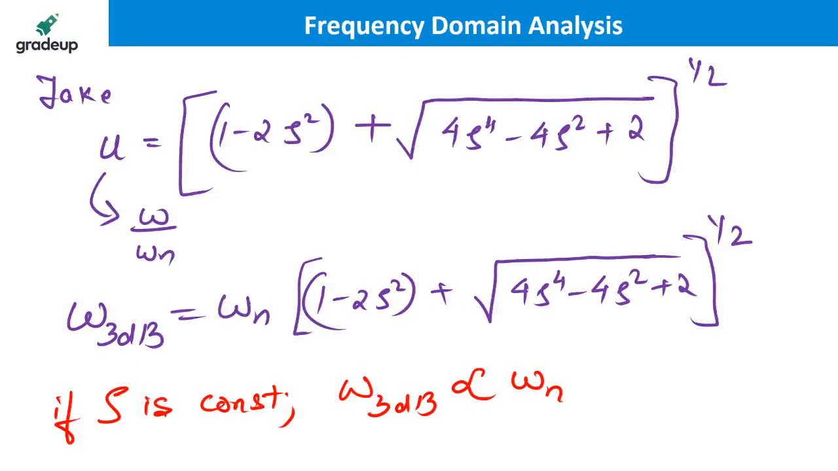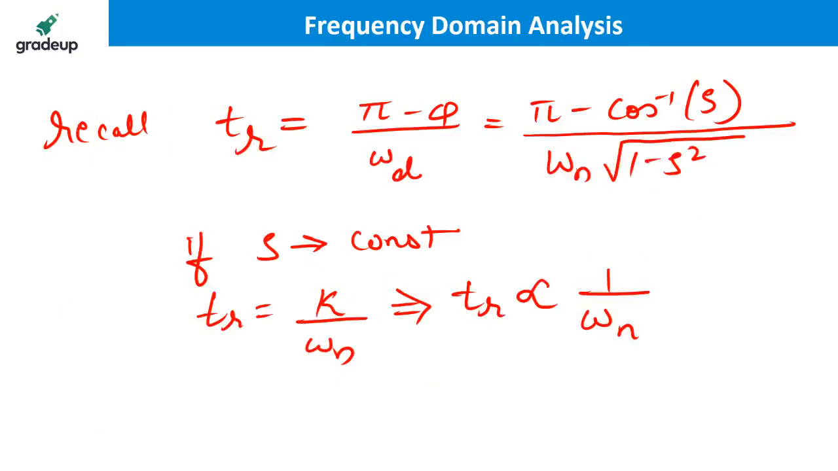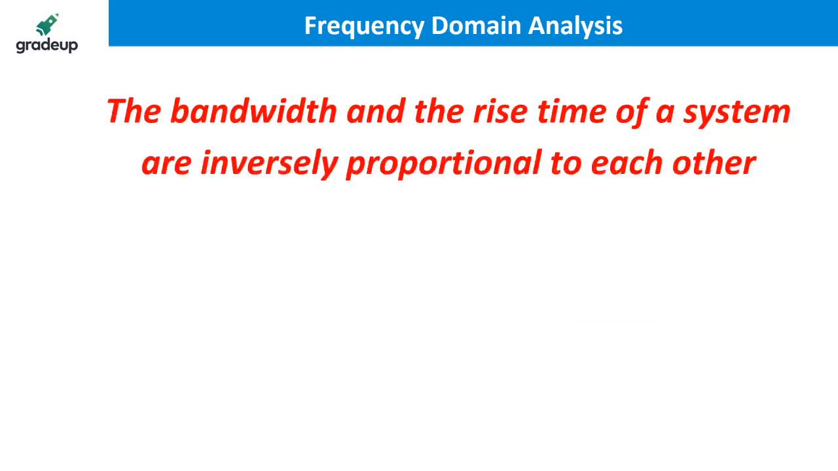So what is the relation that you can put with respect to rise time and bandwidth of a system? What is the relation between rise time and bandwidth? They are also obviously inversely related to each other. Remember that. Now this fact is important, that is why I was exploring the formula. The bandwidth and the rise time of a system are inversely proportional to each other.